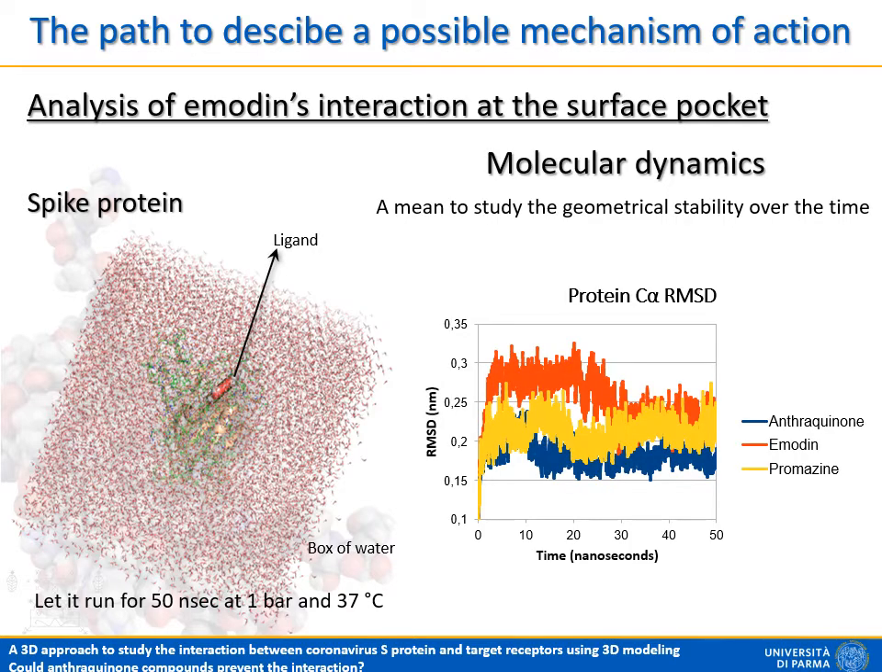You can see in the plot, the higher the value, the higher the reorganization and the geometrical destabilization of the protein. As you can see, anthraquinone was almost not able to disrupt the starting conformation, while Emodin and promazine were both able to disrupt the starting organization. So basically, both the compounds found active in real experiments were also able to reorganize and to reduce the geometrical stability of the spike protein.